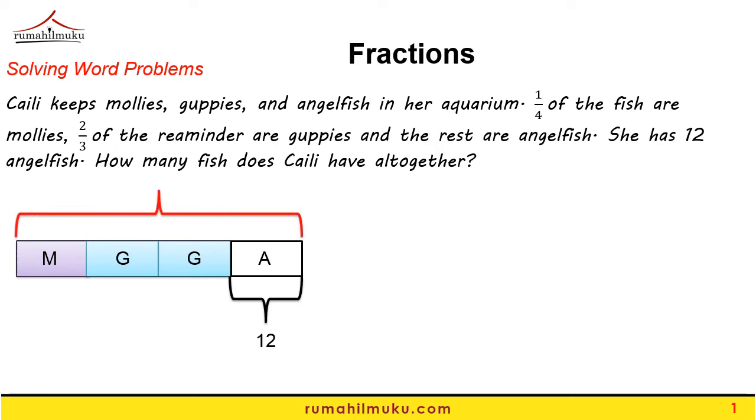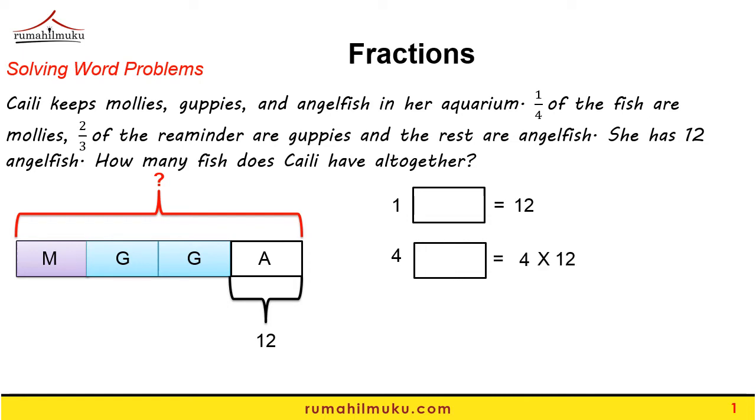So how many fish does Kaylee have altogether? As we know, 1 box is equal to 12 fish. Therefore 4 boxes must be 12 times 4, or 4 times 12, which is equal to 48.